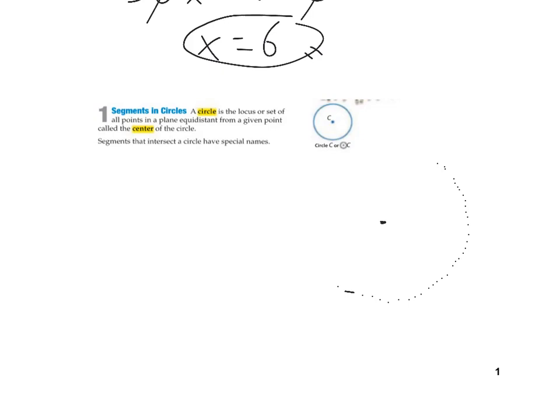How many points? Infinite. You can always put another point in between. Okay, and the segments that intersect the circle have special names, and what I want you to do, please study the names. Also, this is in your textbook on page 697. Okay, so today you will learn several names and your job is to memorize the names.